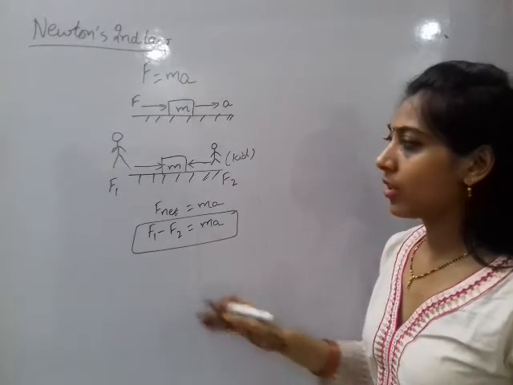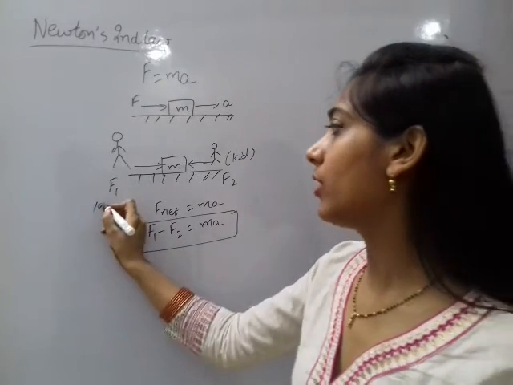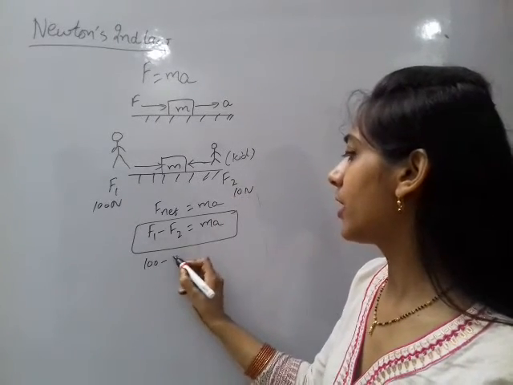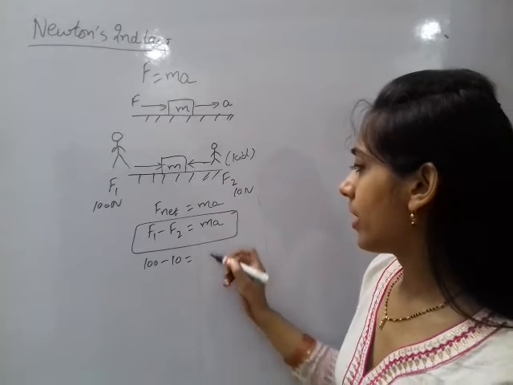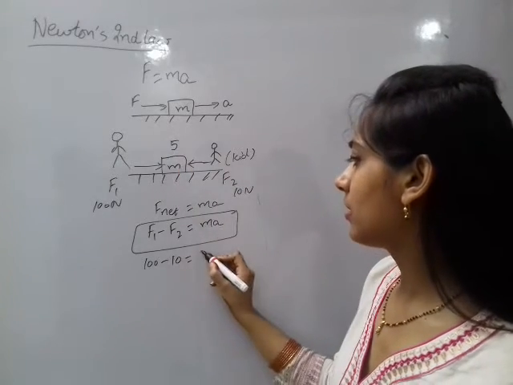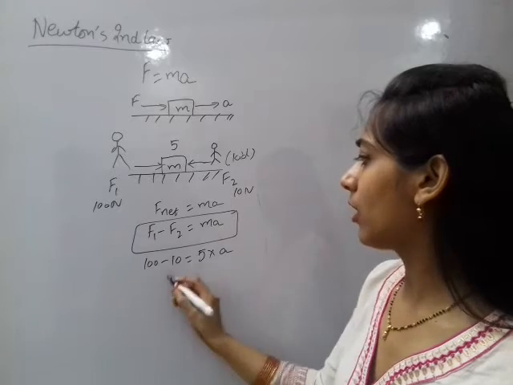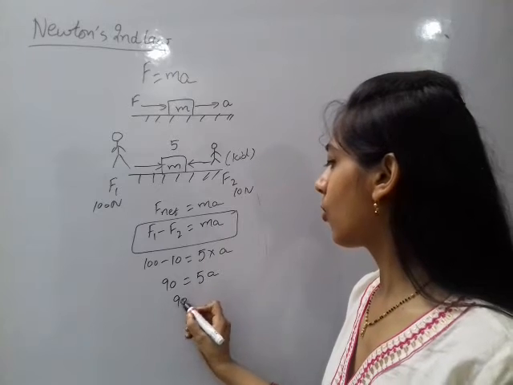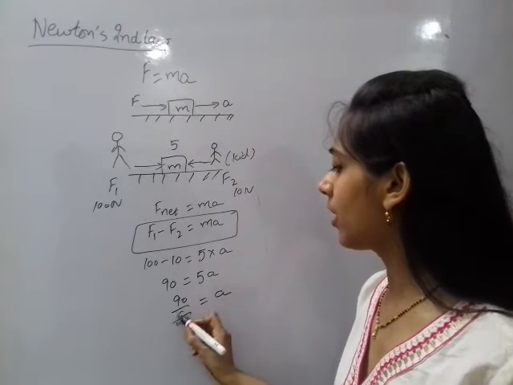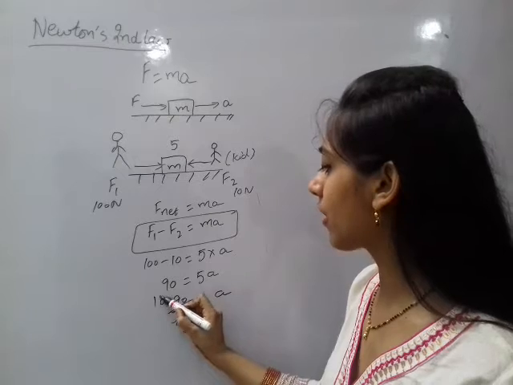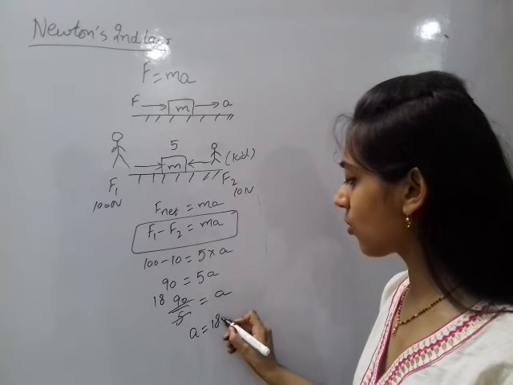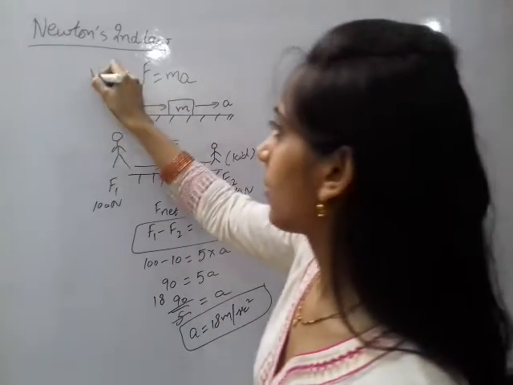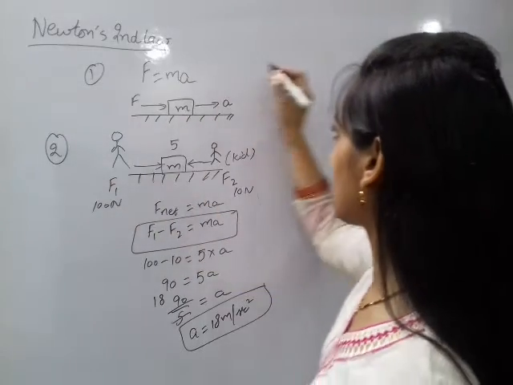Okay. Now let this value be 100 Newton. Let this value be 10 Newton. So 100 minus 10 is equal to, let mass be 5 kg, 5 into a. If we have to find acceleration, that is 90 is equal to 5a, or 90 upon 5 is equal to a. 5 ones are 5, 4, 40, 5 eights are 40. Acceleration comes out to be 18 meter per second square. Okay, this is your first, this is your second concept.